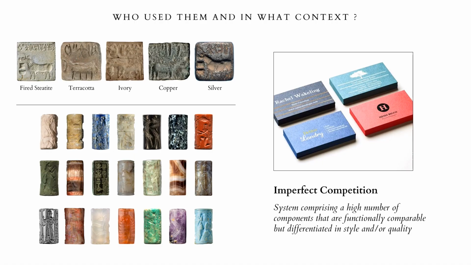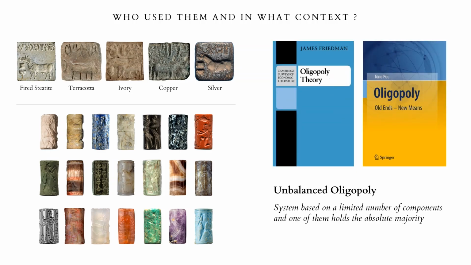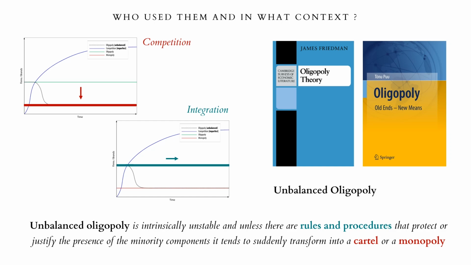If we apply the same theoretical model to the Indus seals, with their limited number of standardized iconographies and almost exclusive use of high-fired steatite, instead of a situation of competition, we define an unbalanced form of oligopoly, which occurs when, in a system based on a limited number of components, one of these has the absolute majority of the occurrences. In our case, the absolute majority component was, of course, the unicorn. An unbalanced form of oligopoly is intrinsically unstable and, unless there are rules and procedures that protect or justify the presence of the minority components, it tends to suddenly collapse into a cartel or a monopoly.